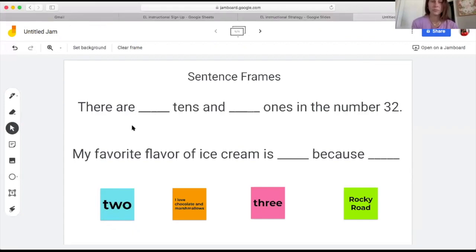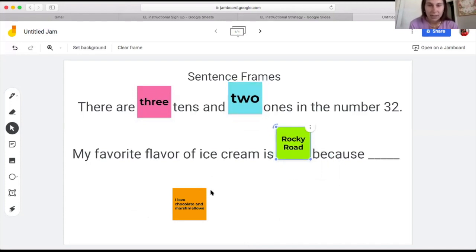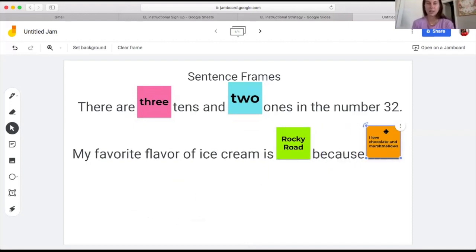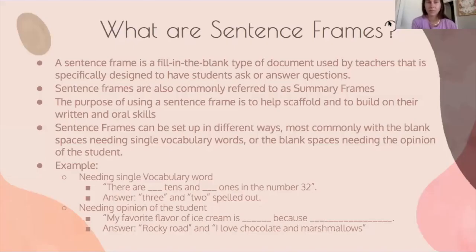So if I were to ask Morgan, there are blank tens and blank ones in the number 32, which would you choose, Morgan? I would choose 3 tens and 2 ones in the number 32. And if I were to ask you, my favorite flavor of ice cream is blank because blank, which would you put in the spaces? I would put Rocky Road first, and then because I love chocolate and marshmallows. Perfect. So that was an example of how to use the blanks, and that was also an opinion portion, and then also using a single vocabulary word.